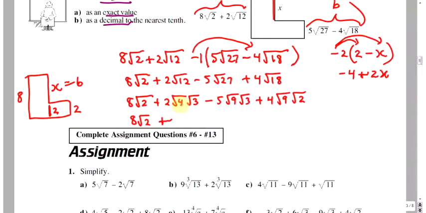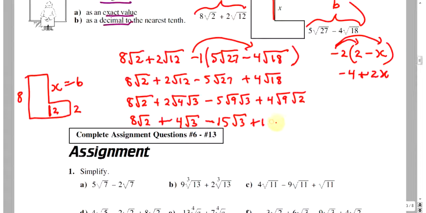Okay, square root of 4 is 2. 2 times 2 is 4. I'm going to skip a line, okay, because I'm running out of room. Square root of 9 is 3. 3 times negative 5, negative 15. Minus 15 root 3's. And square root of 9 is 3 times 4, 12 root 2's.